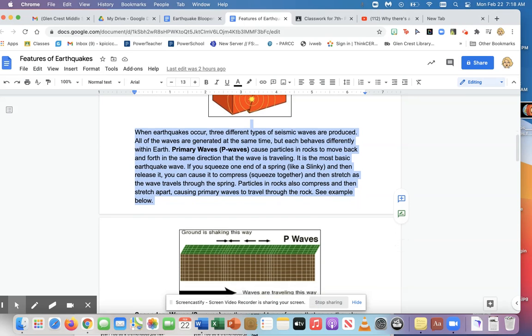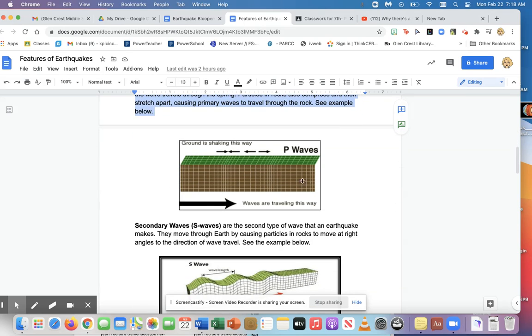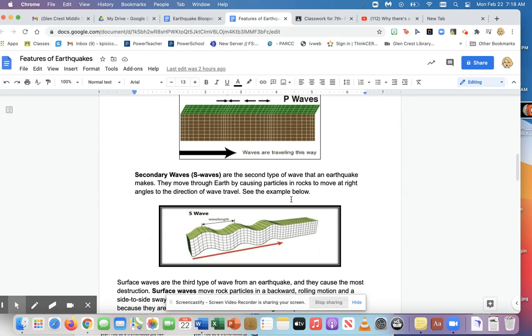See the picture below. So if you look at that, here's a primary wave. It's traveling to the right, but look at what's happening. Kind of like if you were to gather up a part of a slinky, see how it's compressing in certain areas? There's certain areas where it's a little tighter than others.